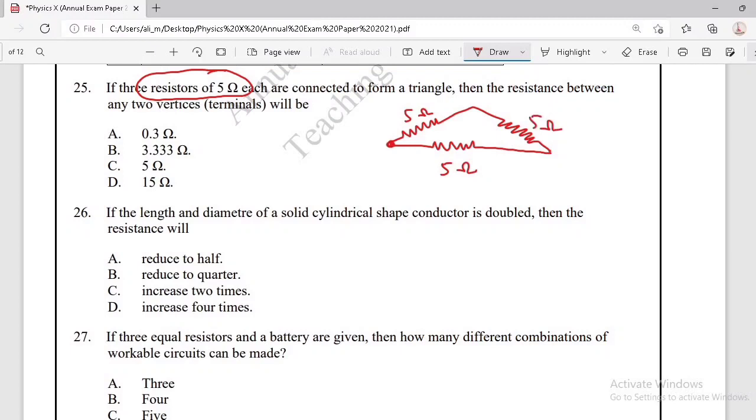So these are the three vertices of our triangle, and if you can see, between any two vertices the resistance of the wire is 5 ohms. Between these two vertices, the resistance is 5 ohms, and between these two, the resistance is 5 ohms. So between any two terminals of this triangle formed with three same resistances, the total resistance between any two of the vertices is 5 ohms. So option C is the right answer.